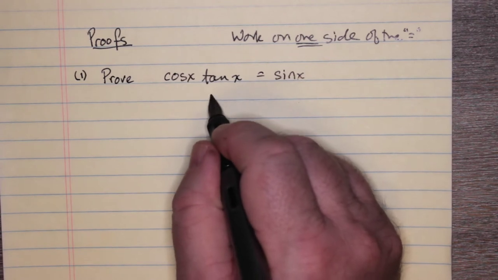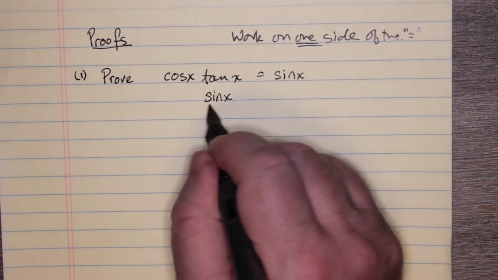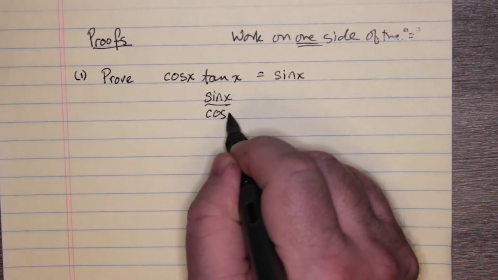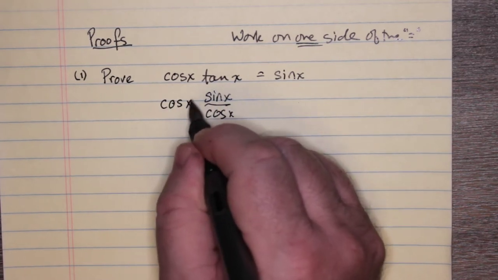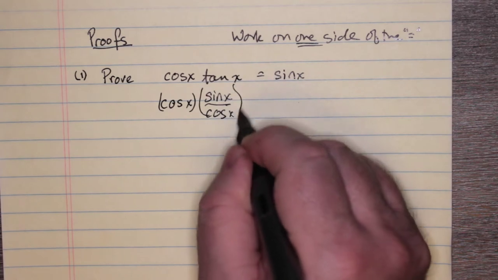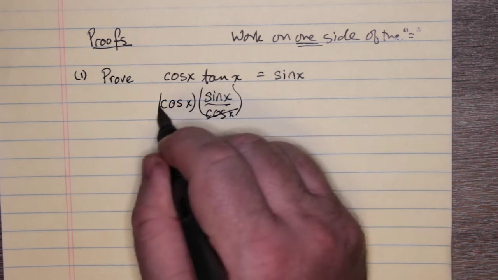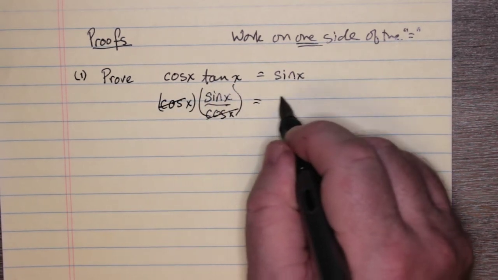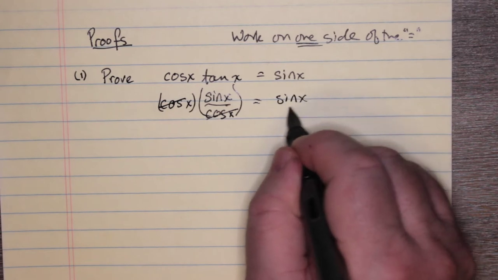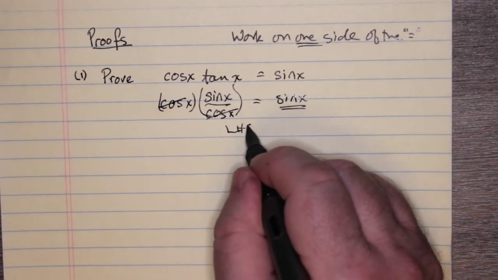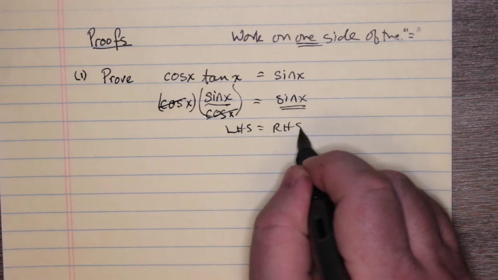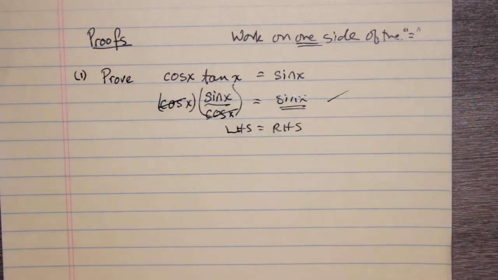Okay, so we know that tan is sine x divided by cos x, right? And if we multiply that by cos x, we notice that cos x crosses out and we get just sine x all by itself. And so left hand side equals right hand side. Like I said, in my opinion, this is a pretty simple proof. It's done and it's all over in one step.